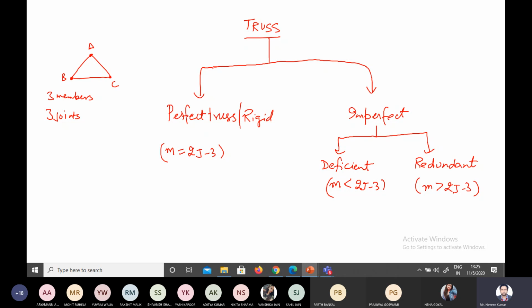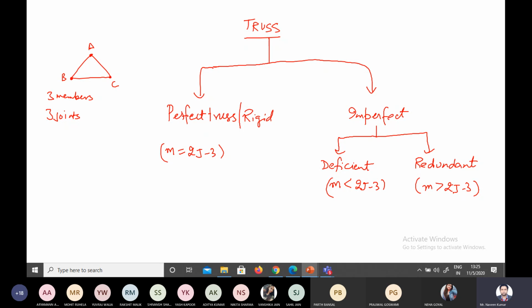Then you can tell that a given truss is perfect or imperfect. If it satisfies the equation m is equal to 2j minus 3, then it is a perfect truss, and if it is not satisfying the equation, then it is an imperfect truss. Further, imperfect truss is divided into two parts. One is deficient truss and the other is redundant truss. In the deficient case, m is less than 2j minus 3, and in the redundant case, m is greater than 2j minus 3.